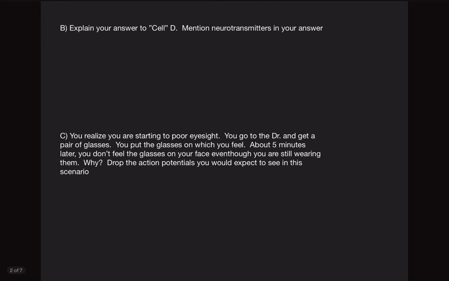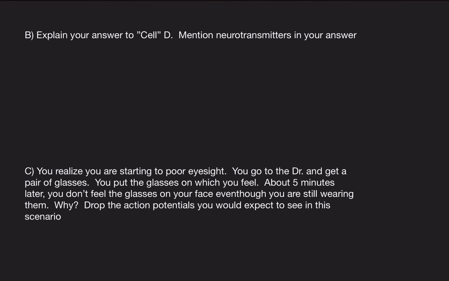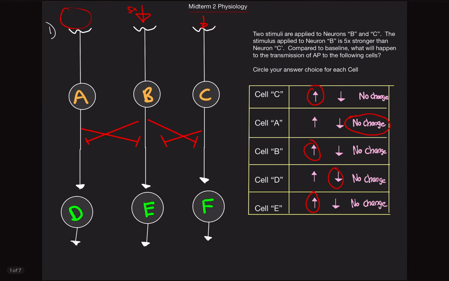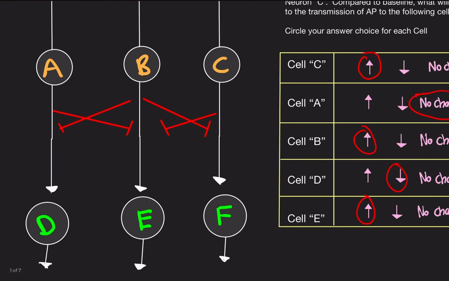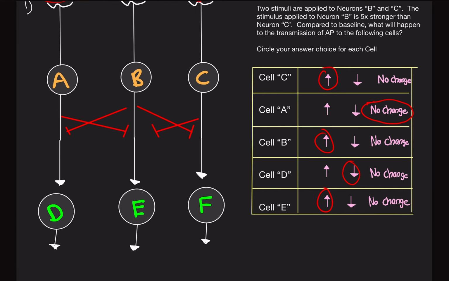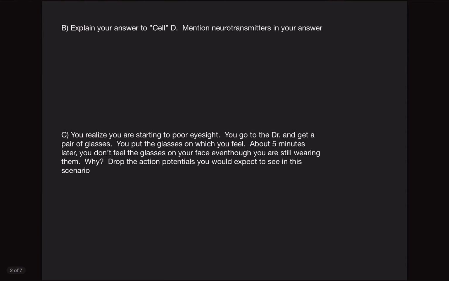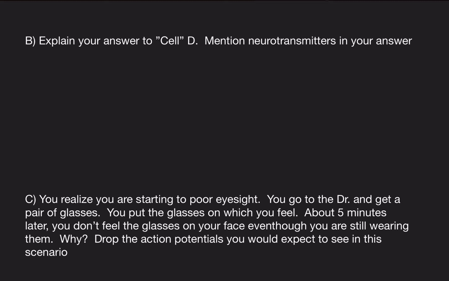All right. Explain your answer to cell D. Mention neurotransmitters. So cell D, we said lower. What's happening here is that B is laterally inhibiting D. But how is that actually happening? Well, explain your answer. Okay, so cell B is inhibiting cell D. How is that happening though?